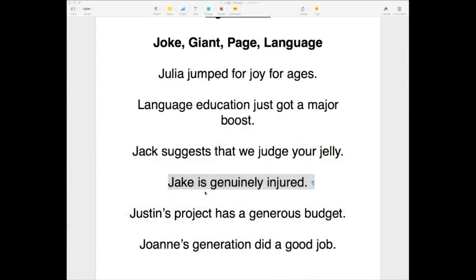Okay, the next one is the sentence, Jake is genuinely injured. Jake is also a male name, and genuinely means really. It's real. It actually happens. It's genuine. So, Jake is genuinely injured. Jake is genuinely injured.